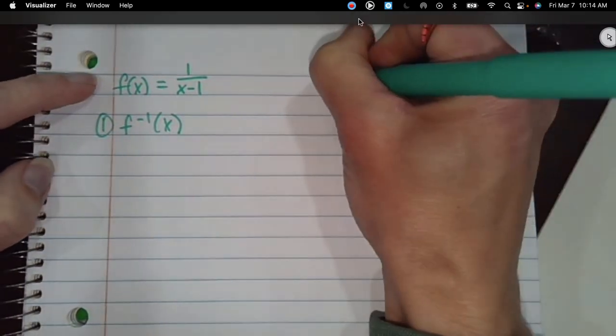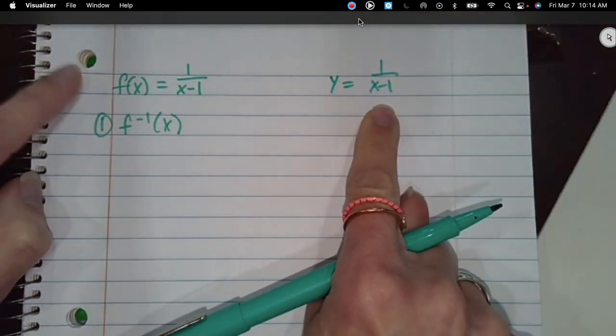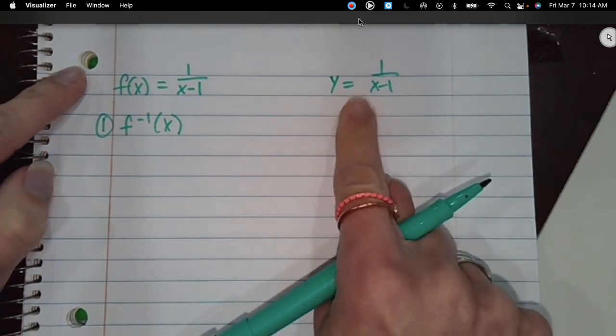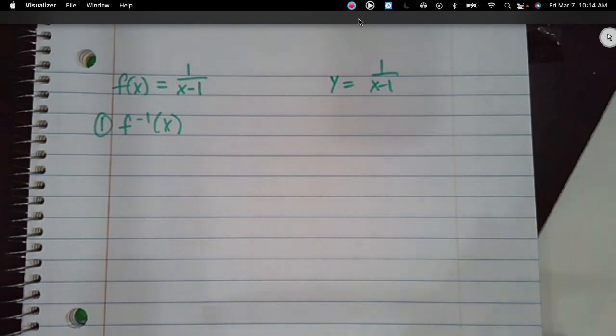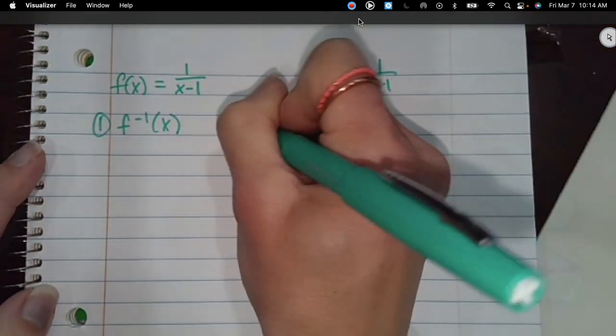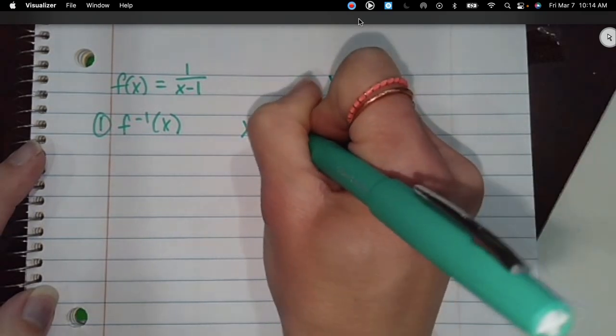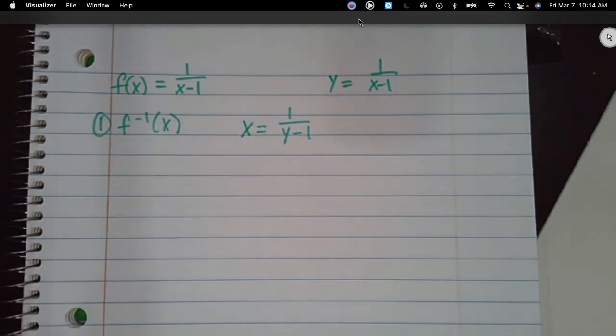So this function, you could rewrite it like this. F of x, that's function notation. This is just an equation, which is the function. So what do we do to find the inverse? We switch the x and y. So instead of writing this, I would write x equals 1 over y minus 1. Is everybody okay with that? Now, what in the world do I do to solve?